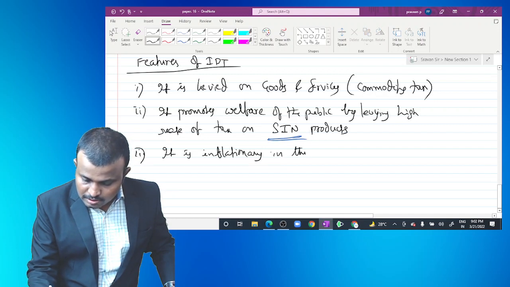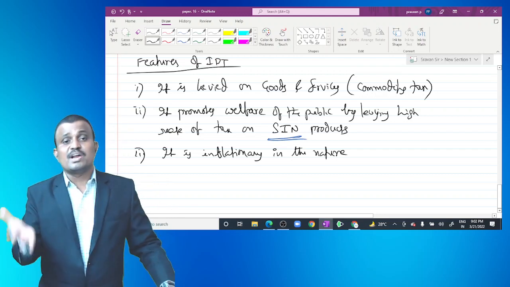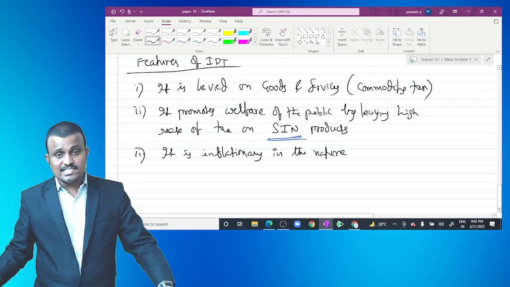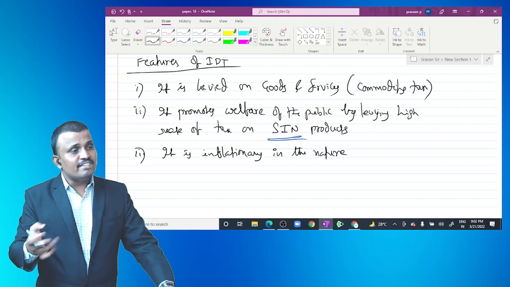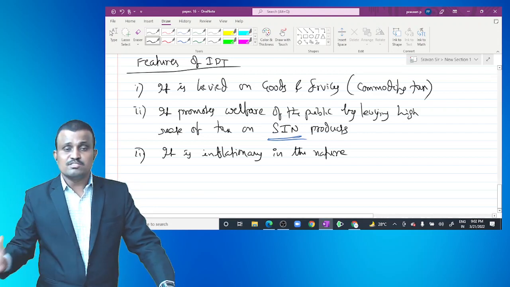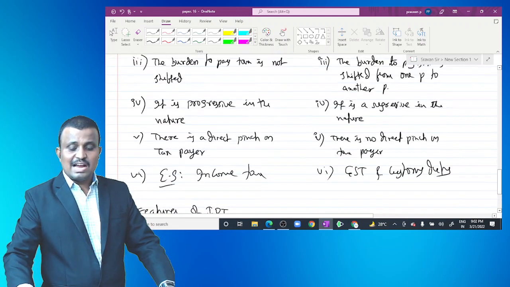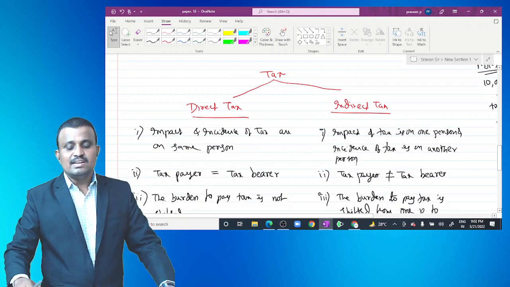Inflationary is nothing but the prices are increased. The price of the product is increased, because if you levy the indirect tax, the price of the product is increased. So these are the main features and differences between direct and indirect tax.